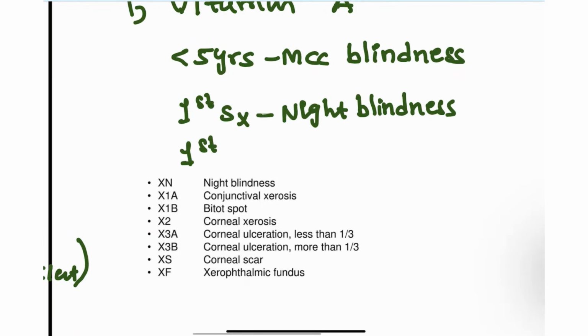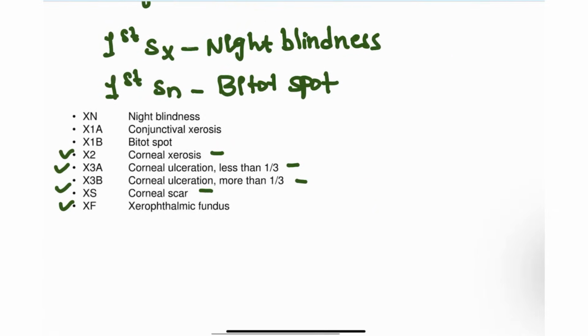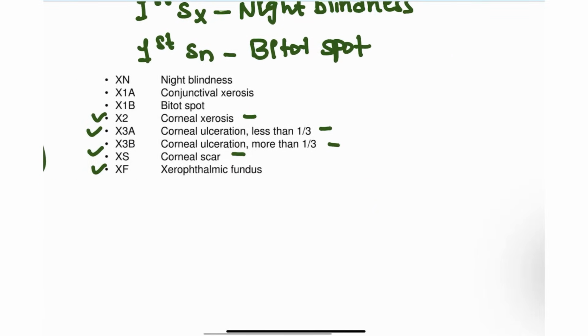What about the first sign? The first sign on examination is the Bitot spot. This classification can also be asked in the examination. What are the important things? X2 is for the corneal xerosis, X3 for the ulceration less than 1/3 or more than 1/3, XS for the corneal scar and XF for the xerophthalmic fundus. So this condition is known as xerophthalmia.